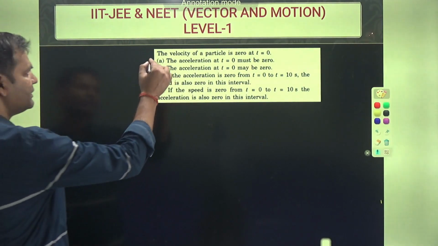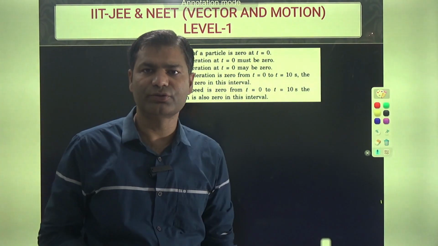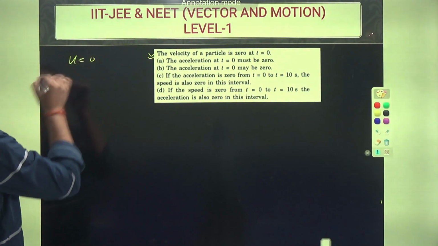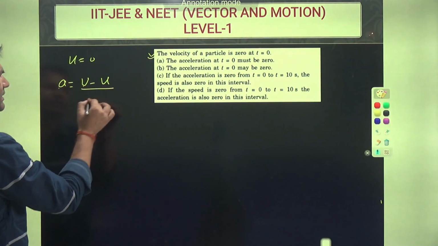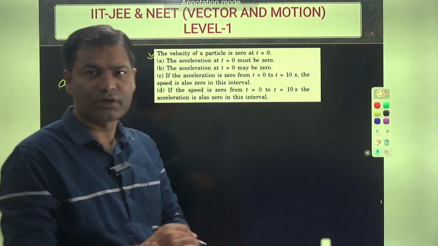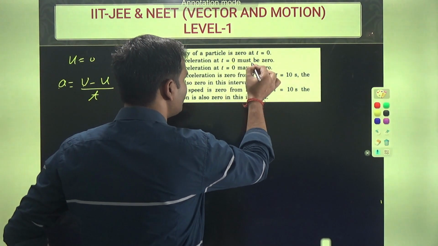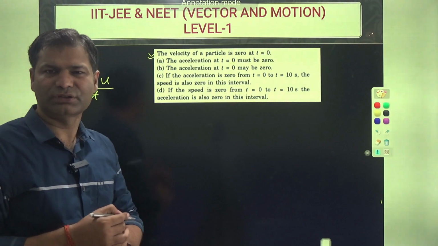Now, the corresponding question. The velocity of a particle is 0 at t = 0, meaning the initial velocity u is 0. What about acceleration? That is (v − u) divided by t. According to the question, the acceleration at t = 0 must be 0. Is that possible or not?